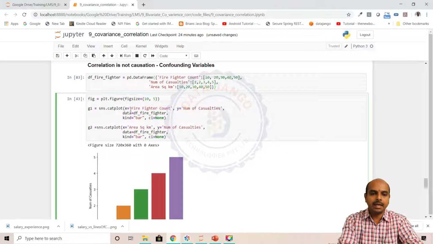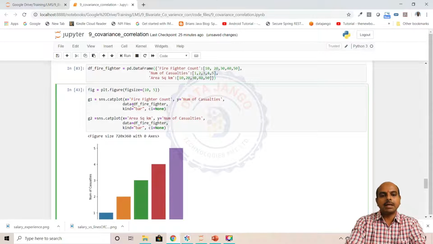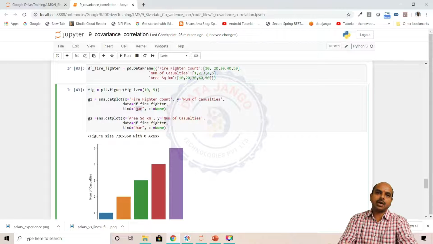And then I am doing a cat plot. On x-axis, I have taken firefighter count. On y-axis, number of casualties. The data frame is passed, and then the kind of plot we want to do. In cat plot, you can do scatter chart and other plots also, the bubble chart and other charts also, right?